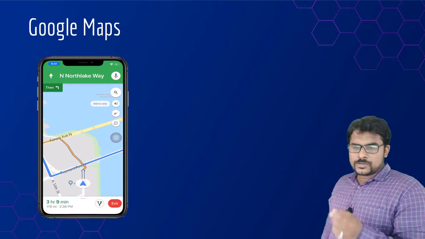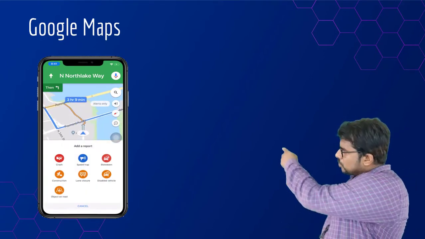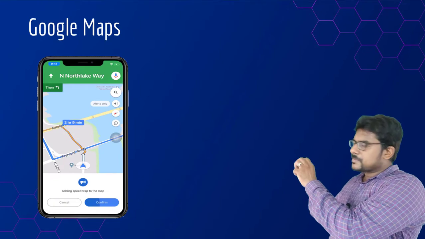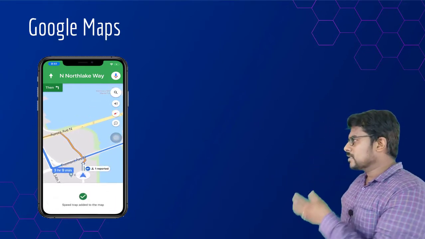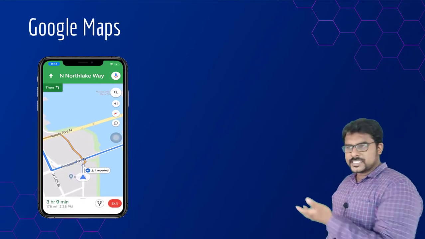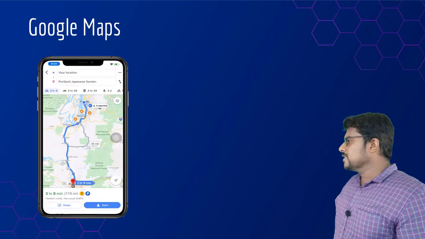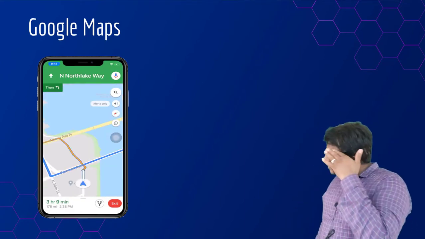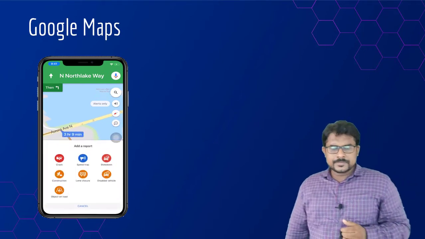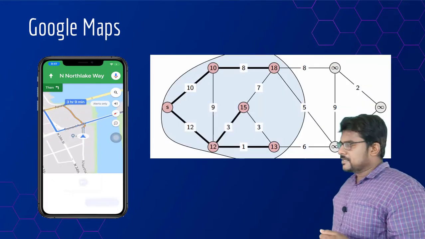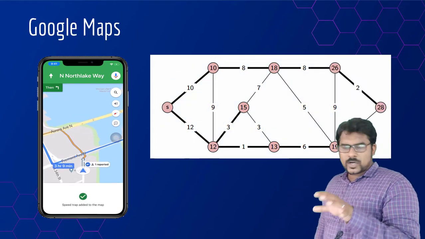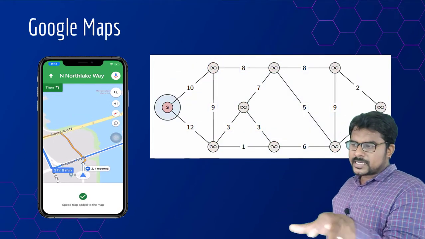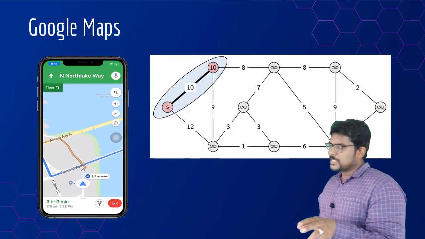When you want to go to a particular destination, you hit the destination there, and it shows you the best possible route, the time taken, and the distance. How is it able to compute this? This is done by using graphs again. All the points on Google Maps are translated into vertices, and the edges are nothing but the distances between the vertices.